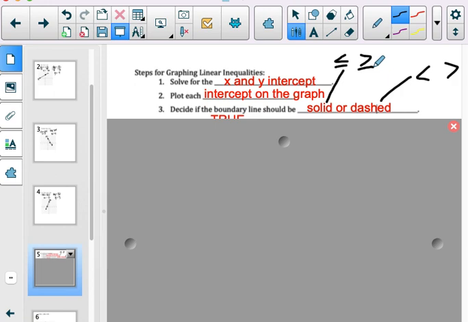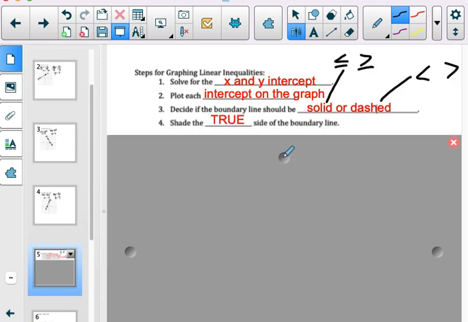So we're finding our intercepts and we're plotting them the same as what we just did, but we might have a dashed or a solid line. And the last step is that you are going to shade the true side of the boundary line that you create.